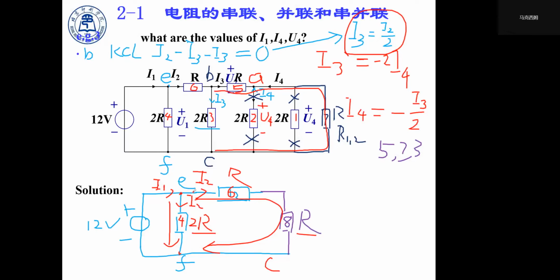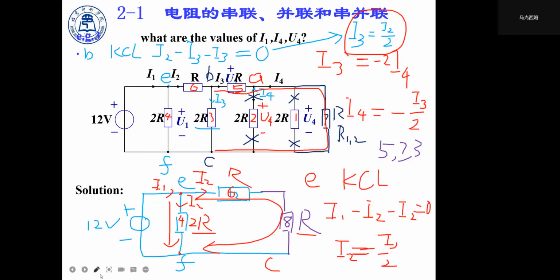So we can apply KCL to point E. I1 minus 2I2 equals 0, which means I2 equals half of I1. Right? Could you follow? So to this part, we reach the relationship.